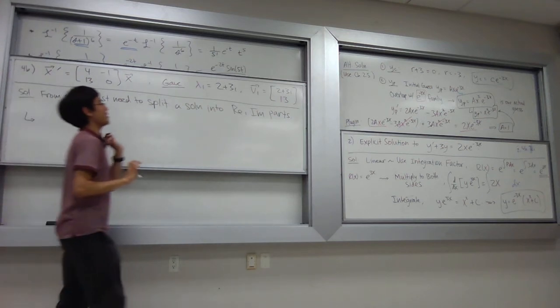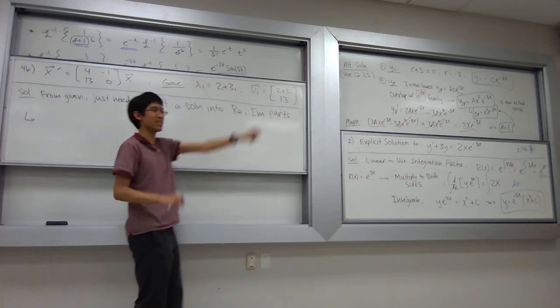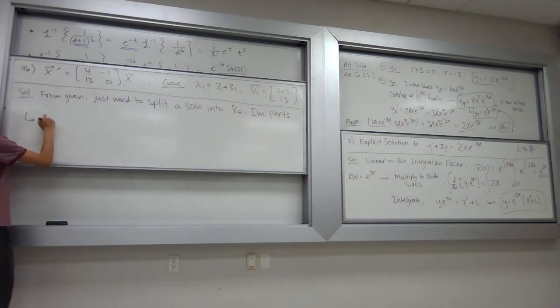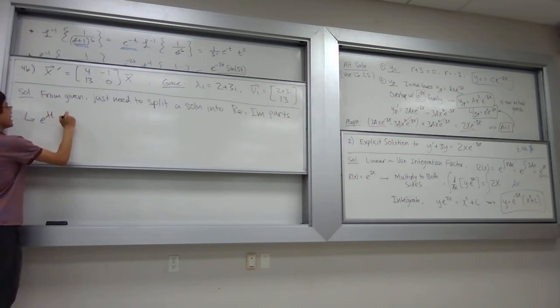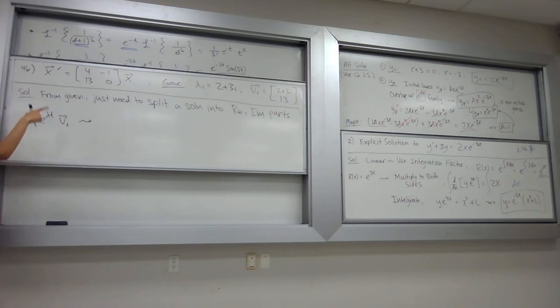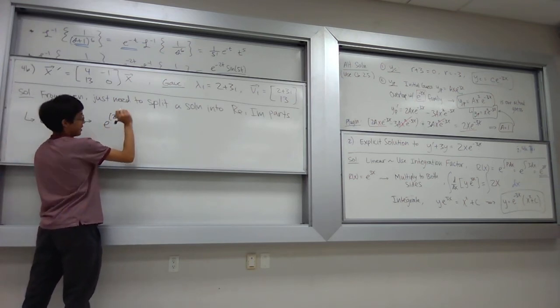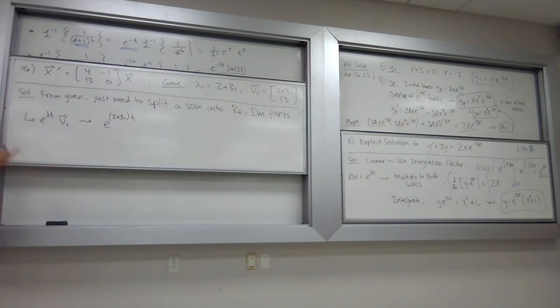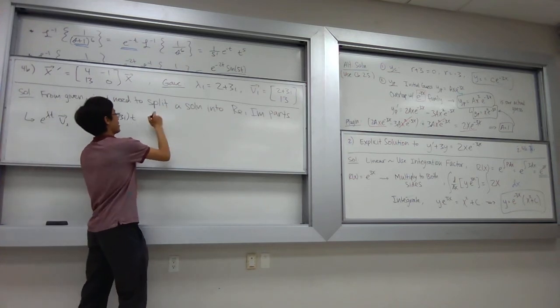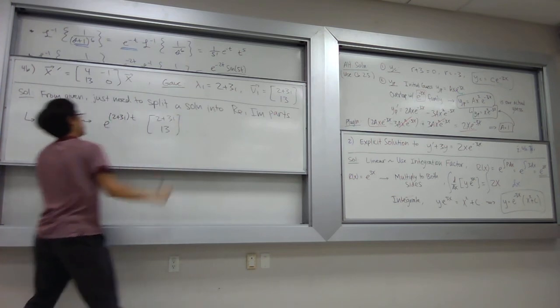Okay, so before we do that, for a general lambda and eigenvector corresponding to it, forget about if it's complex, what would it look like? It would look like e to the lambda t times v, the eigenvector corresponding to that lambda. So here, lambda is 2 plus 3i, so e to the (2 plus 3i) times t. And don't forget to distribute the t to both terms. Our eigenvector is (2 plus 3i, 13).